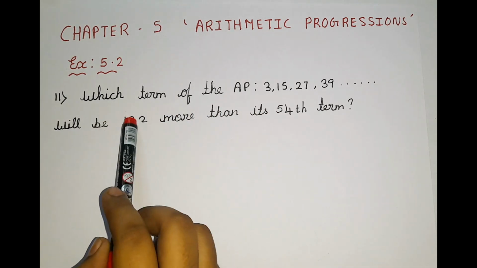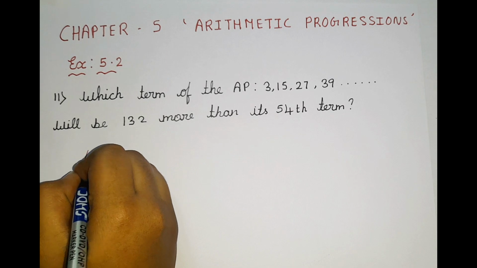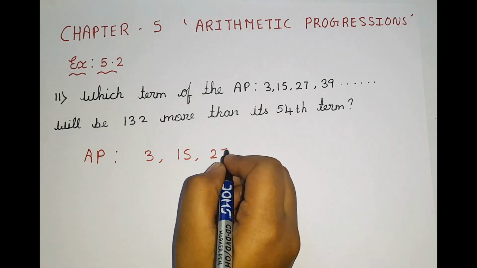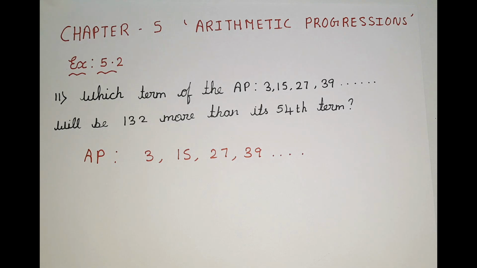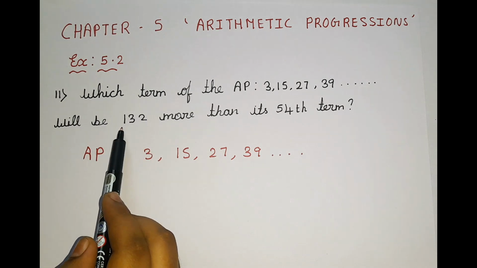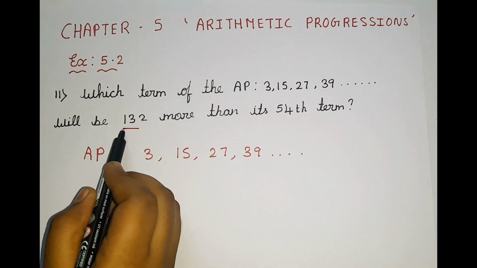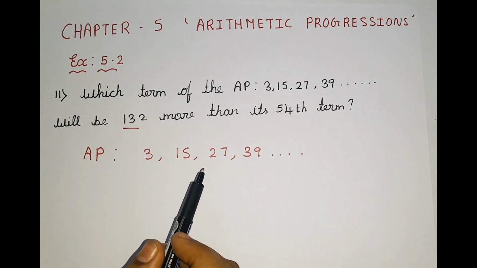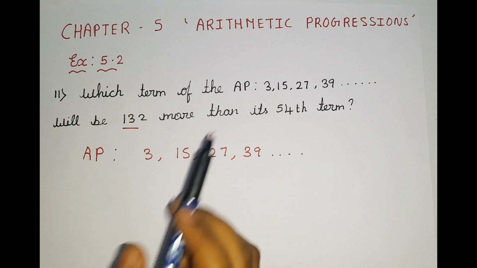So we know that one AP is there. In the question they mentioned the AP, that AP is 3, 15, 27, 39 and so on. In this AP there is a term in which we'll get 132, but we don't know in which term we'll get 132. This 132 is more than its 54th term. So what is the meaning of this sentence? 132 more than its 54th term.